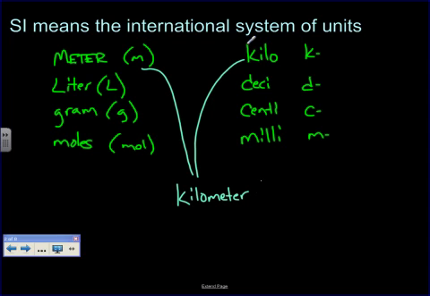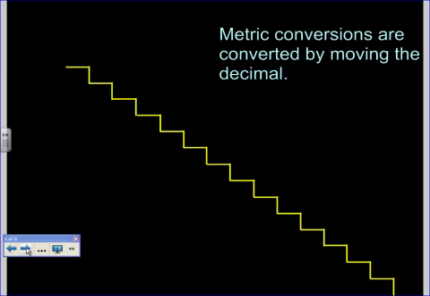So we've got kilometer, that would be km. That basically means 1,000 meters. Anytime you add kilo in front of something, it means 1,000 of whatever it is. A kilogram is 1,000 grams. A kilomole would be 1,000 moles.